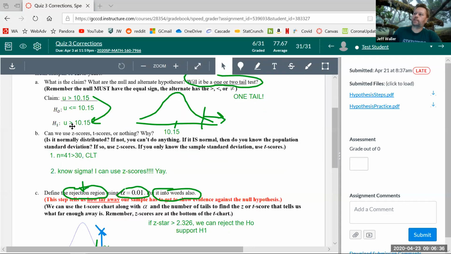So I know that the evidence has to start up here because it says greater than. Where does a sample have to show up in relation to 10.15 to be evidence that it's bigger? It's got to show up way above it. So my sample would have to show way up here. So again, I really want you guys to get this.